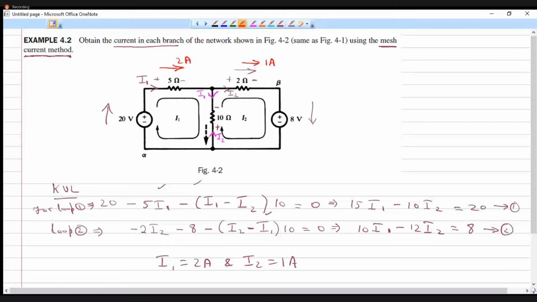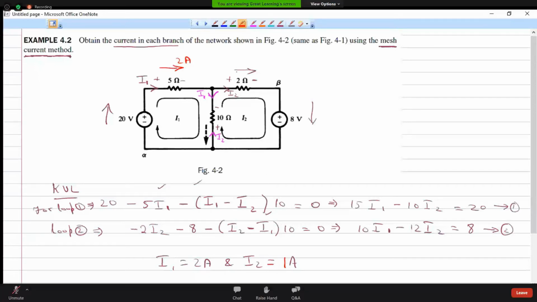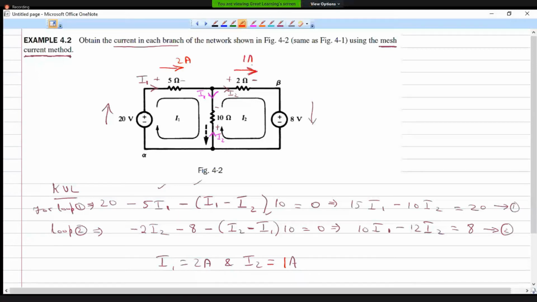Sometimes, while solving the simultaneous equations, you may get a minus sign here. Suppose this was equal to -1, then how will you mark the current? It means that the loop that you have taken in the clockwise direction is not correct. It should be in the anti-clockwise direction. If you get such an answer with a negative sign, then mark I1 like this, and mark it as 1 ampere like this. But since we are having +1 as the value of I2, you can mark it like this. So I2 is equal to 1 ampere.